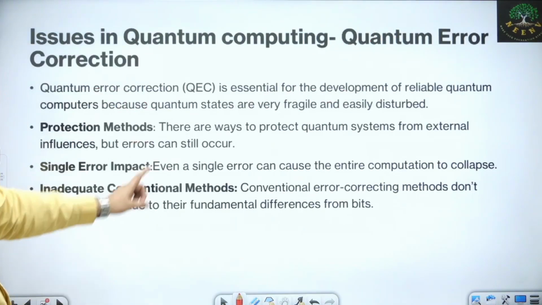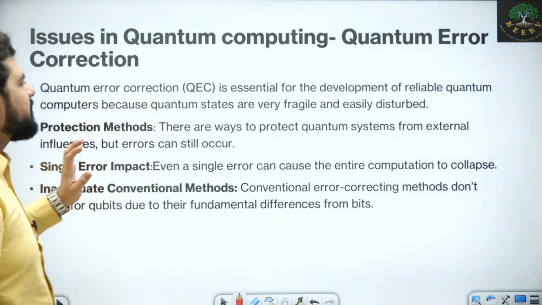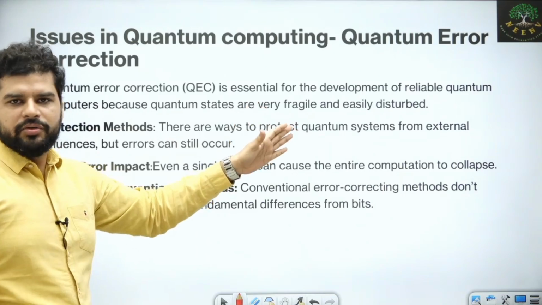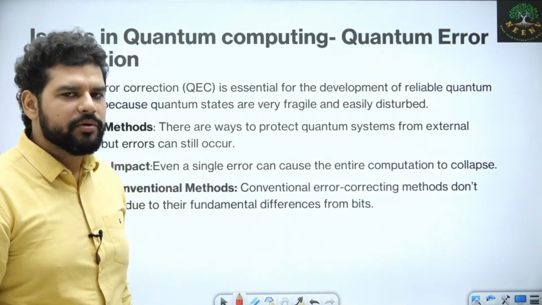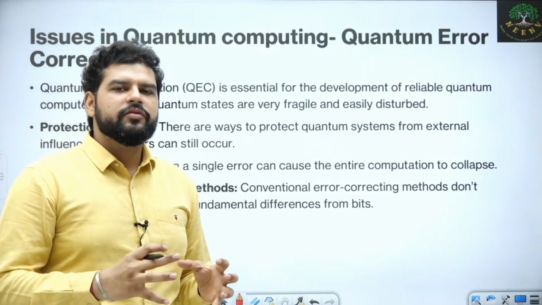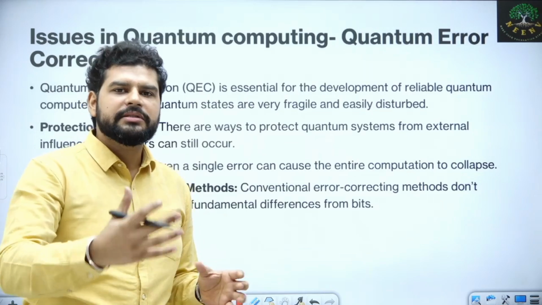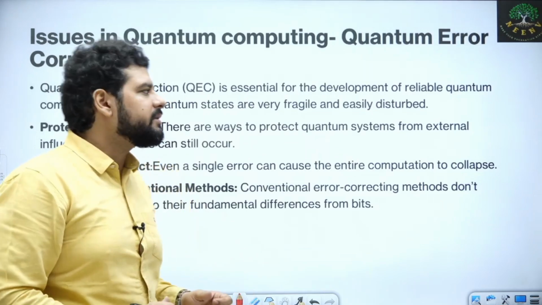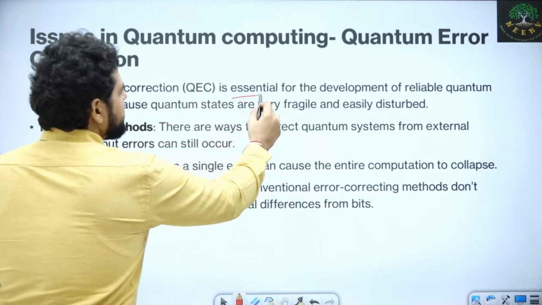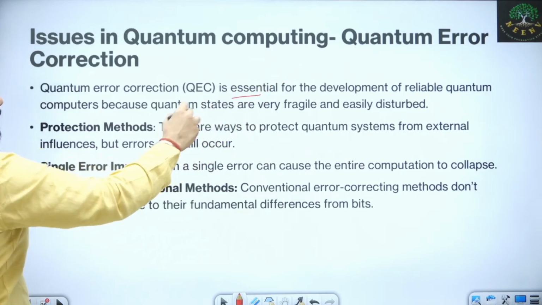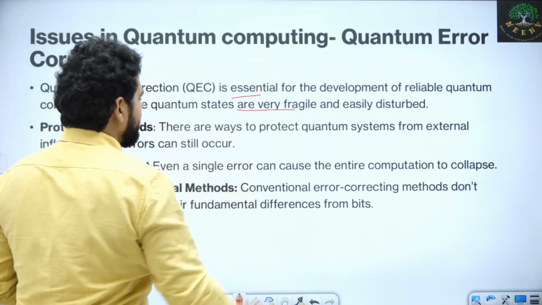Next issue is quantum error correction. Now this is because I just told you decoherence happens, calculation error happens, and it is very costly to run a quantum computer. So we need to develop algorithms that can check what error is happening, what kind of error is happening. So it is essential for development of reliable quantum computers, because quantum states are very fragile.